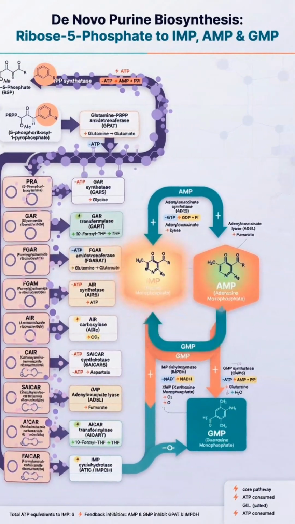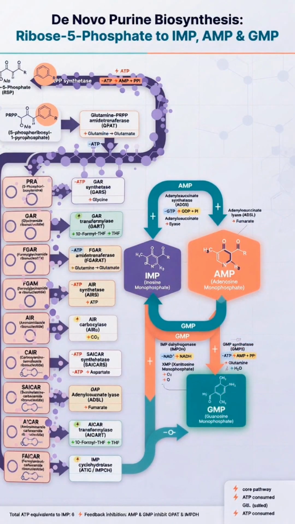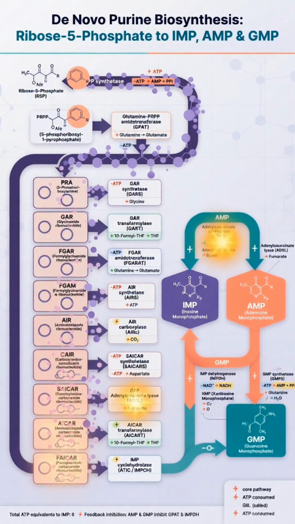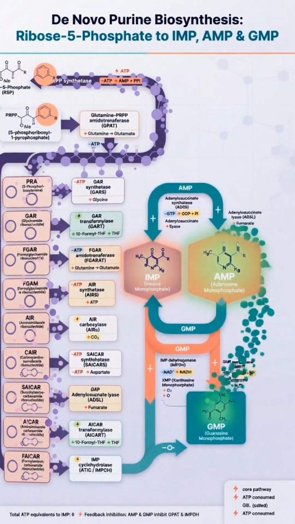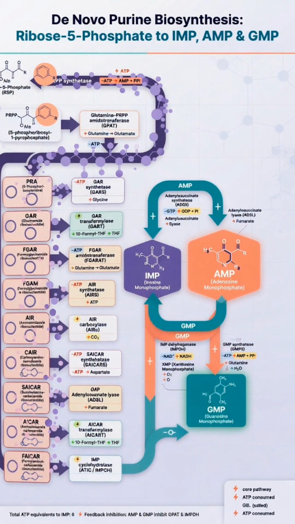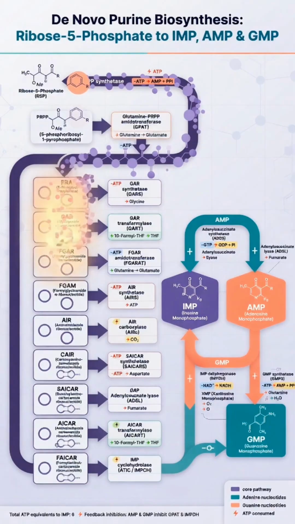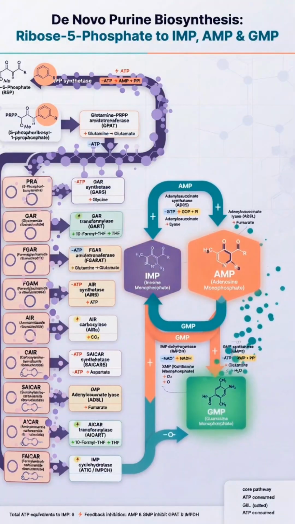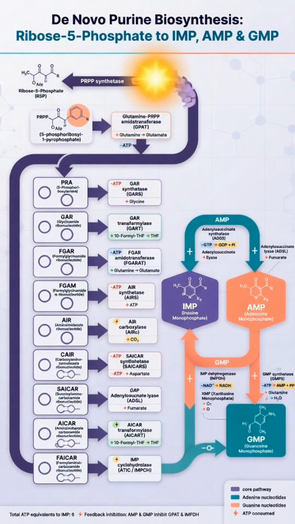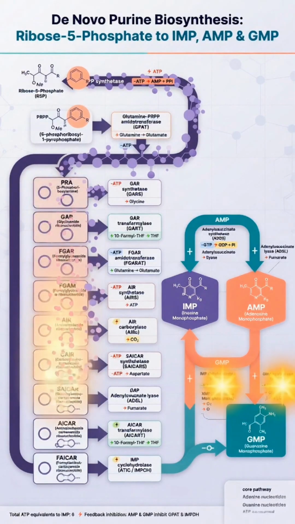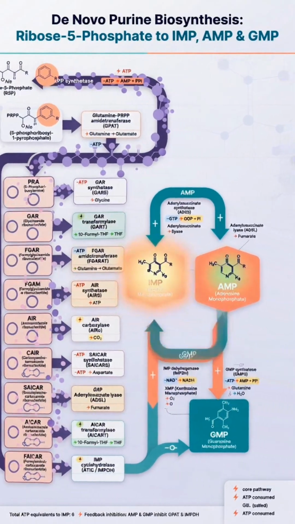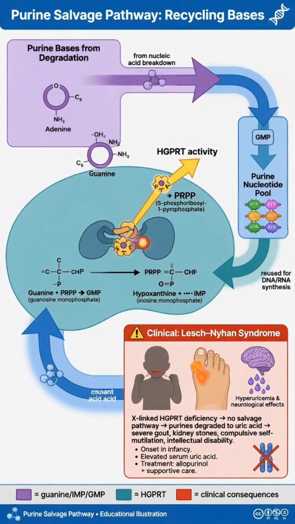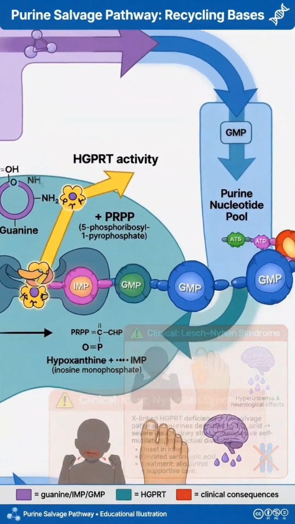De novo purine synthesis. The de novo purine synthesis begins with ribose 5-phosphate derived from the pentose phosphate pathway. The ribose 5-phosphate is converted to PRPP, or phosphoribosyl pyrophosphate. The committed step is catalyzed by glutamine PRPP amidotransferase. After several energy-consuming reactions, inosine monophosphate, or IMP, is formed. The IMP serves as a precursor for both AMP and GMP.